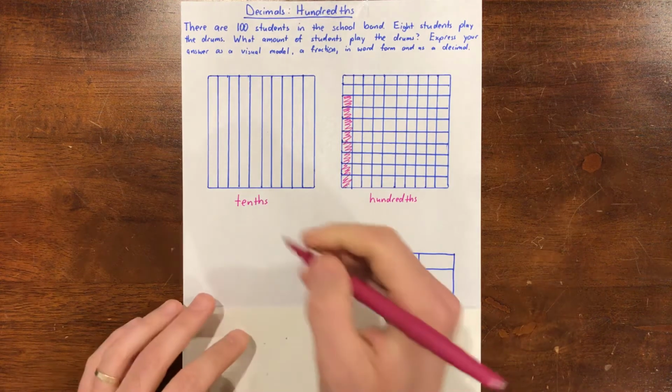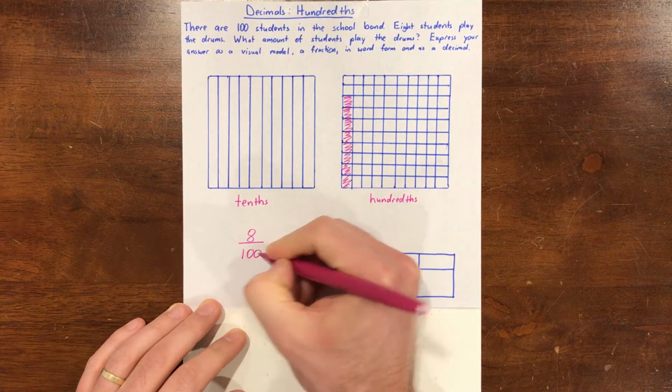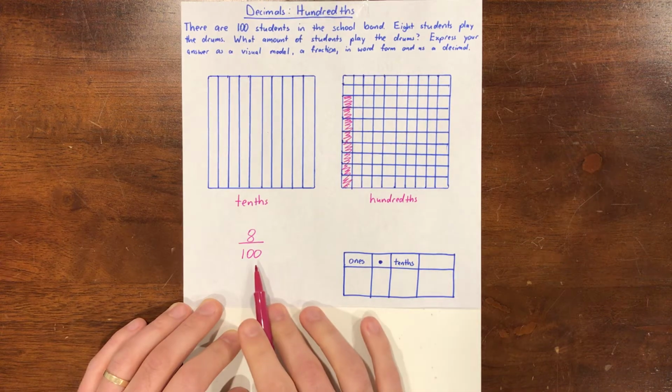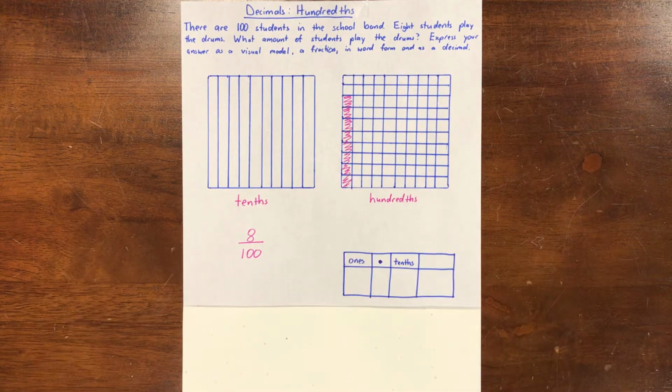Yeah, we would write it as 8 over 100. The whole band, right, is made up of 100 students. So that's going to be the denominator. And then 8 students play the drums. So that's the part that we're referring to. So that's the numerator. Okay.